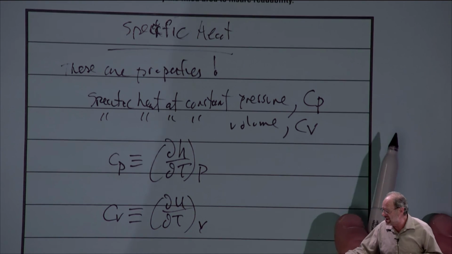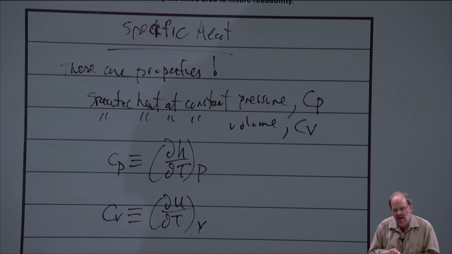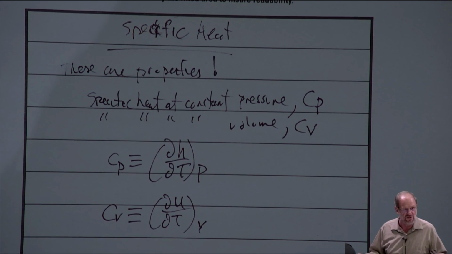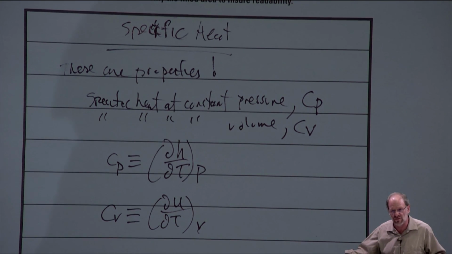The reason we call these specific heats at constant volume or at constant pressure is not because it has anything to do with constant volume or constant pressure processes. That's not at all important. They're called constant pressure and constant volume because of the way that we take the partial derivatives.